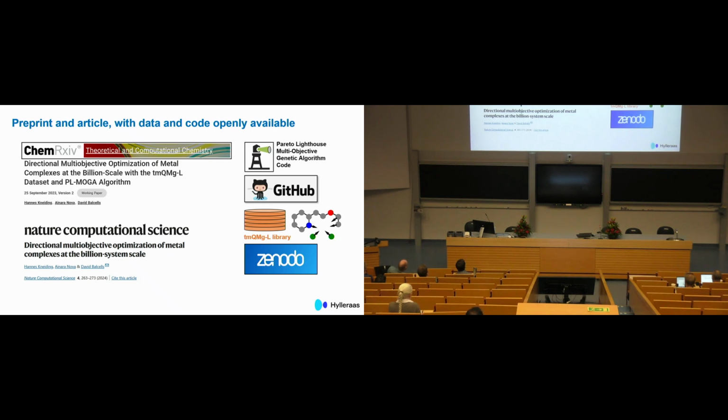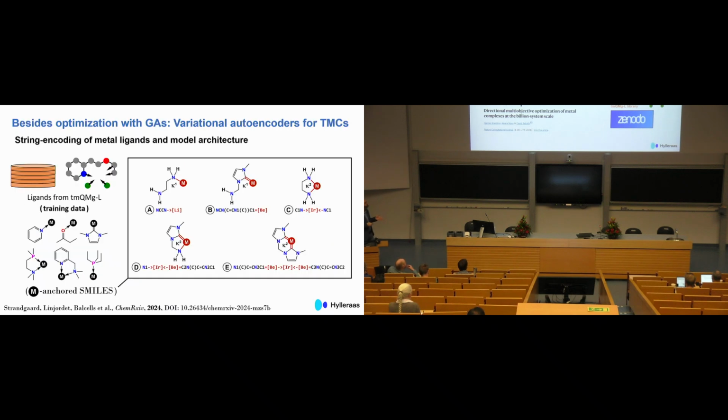So then more recently, we have moved our focus from whole complex optimization or generation to doing the same for the metal ligands alone, like isolated. And for this, we've been working now with deep generative AI, and more precisely with a model. I'll try to explain a bit what this is, that it's known as a variational autoencoder.